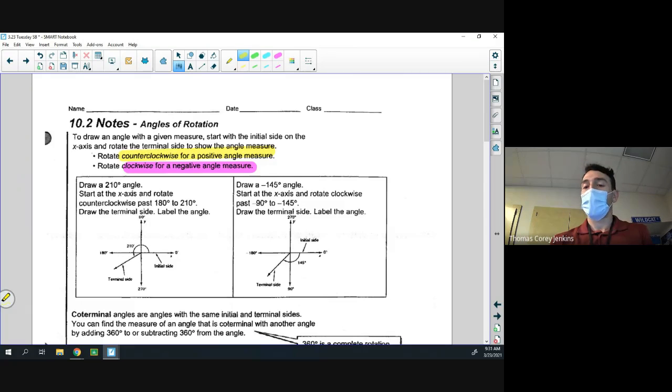So the initial side, if we're thinking about an x and a y axis, is always the positive part of the x-axis. That's where you start from. And so a positive angle would go counterclockwise from there, right? So that's a positive angle. And then a negative angle, so this is an example of negative 145, goes to the left, or clockwise. All right, so that's something to remember.